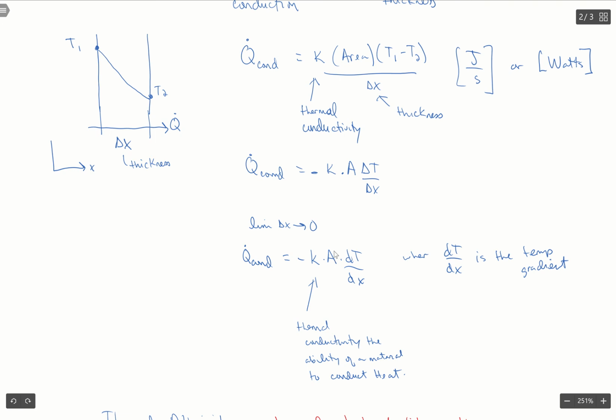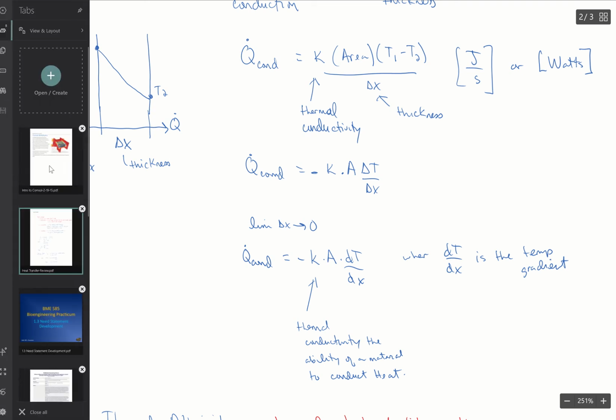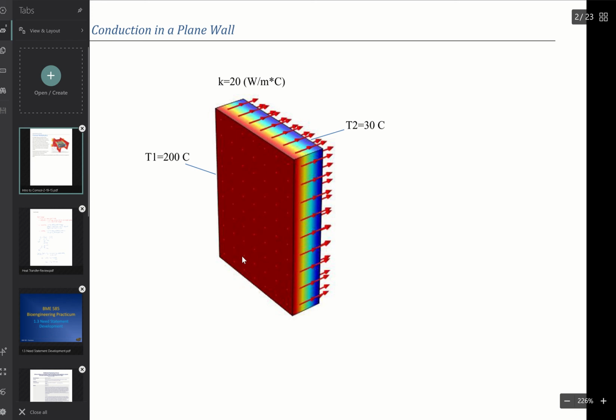Now, something important here is this area. What area are we talking about? I think it's helpful to take a look at this in 3D. The area we're talking about is the area of the large plane face of the wall. We're not talking about the area here with the thickness of the wall. Instead, we're talking about this larger area of this face, this large plane surface, where you have T1.